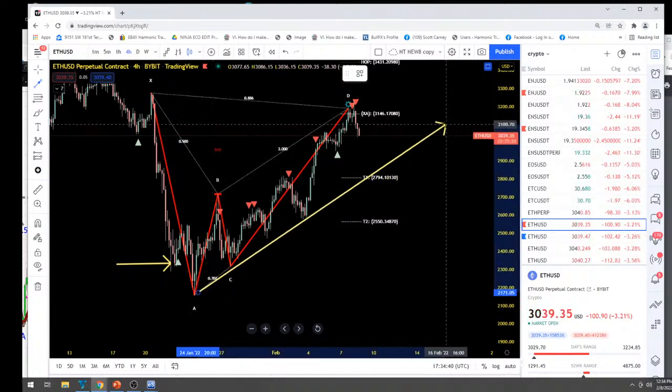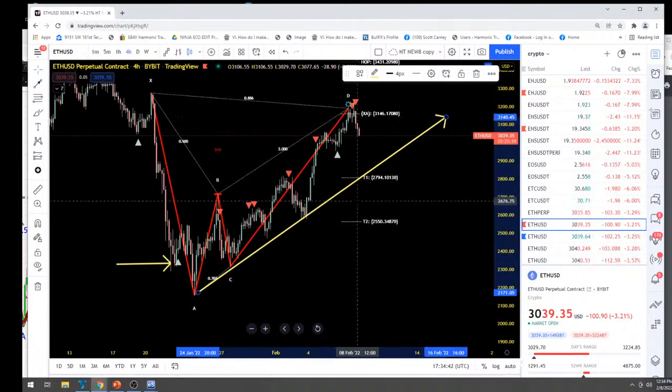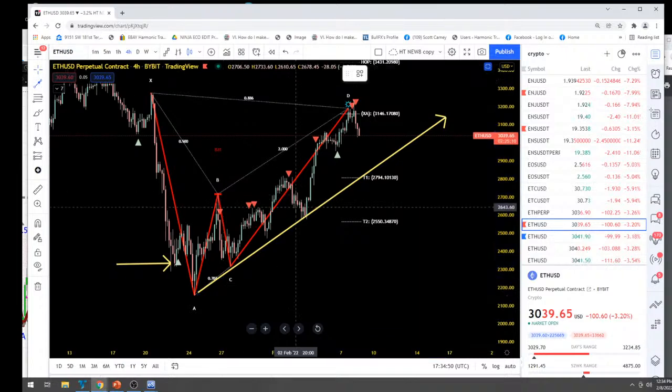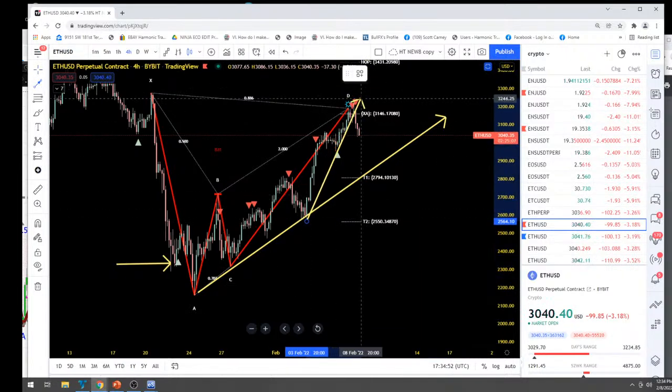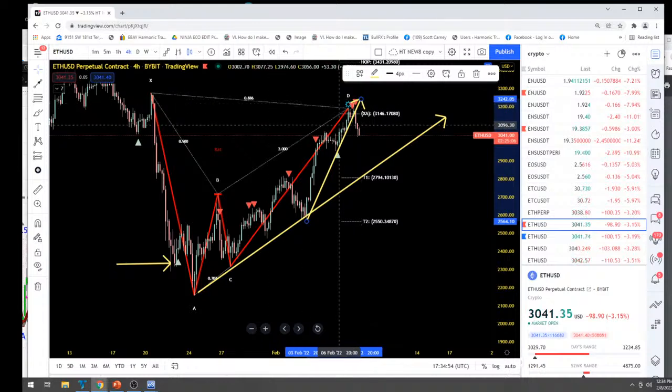Okay. Really nice reaction off the low. Response finally, but this is quite an impulsive move. And you're sitting up here rolling over exactly at the 886 retest of the pattern. That's why some of the decisions you need to make within the harmonic pattern framework can be difficult at the time you're there. I call that the persimmon effect.